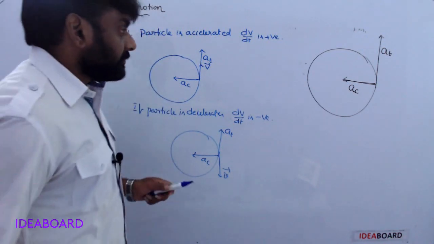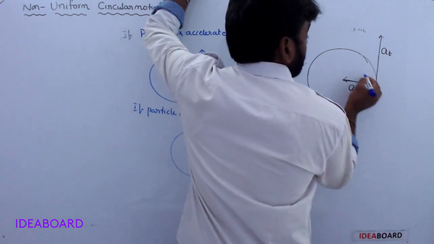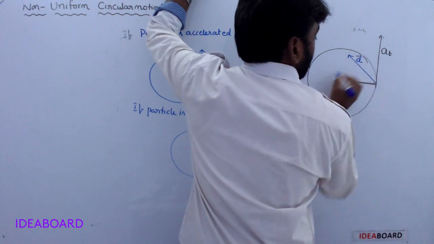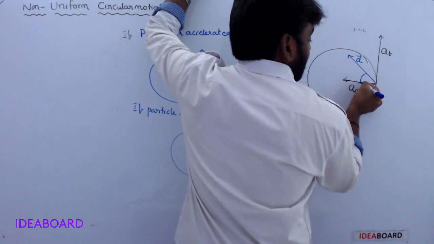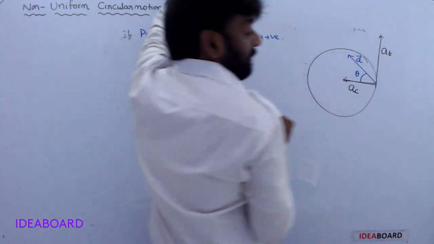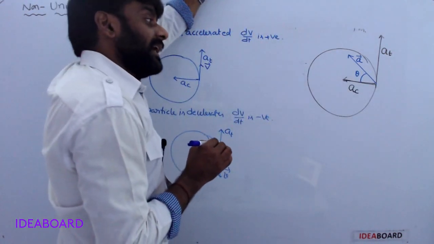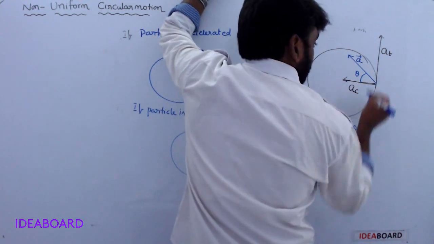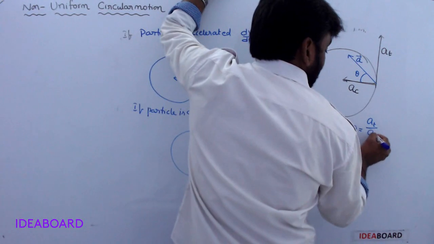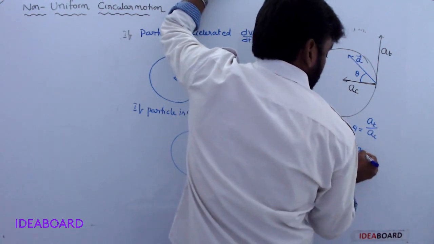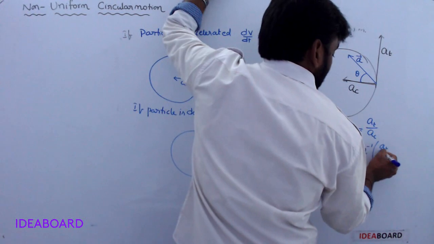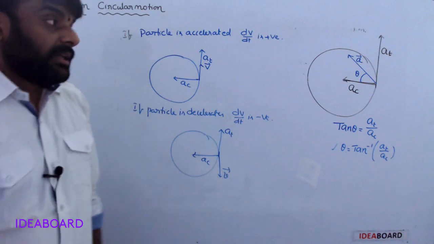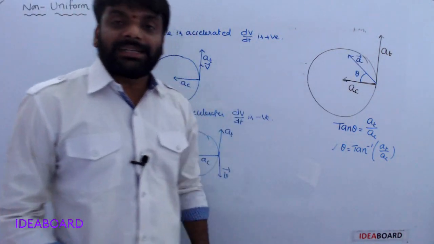Next, in this case, it gives the resultant acceleration. This resultant acceleration makes an angle theta with the radius. That gives the direction. Tan theta is equal to tangential by centripetal. Theta is equal to tan inverse of tangential by centripetal. This theta gives the direction of the resultant acceleration.